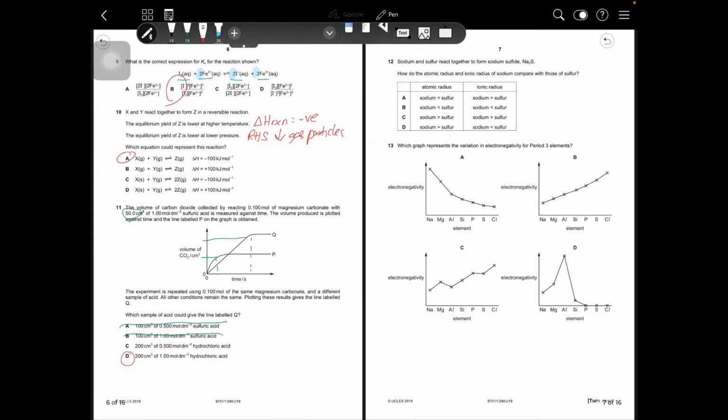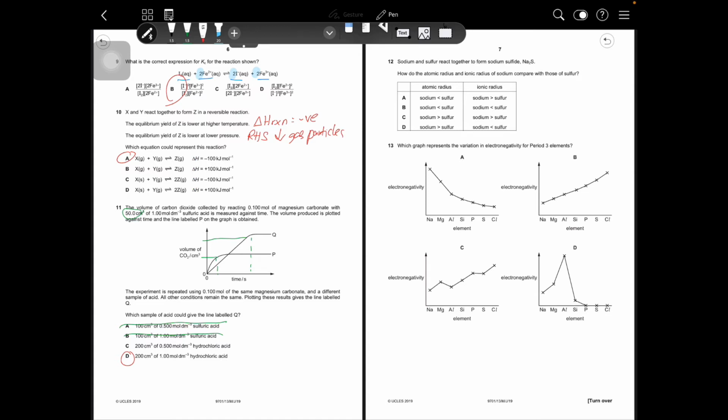The next one, sodium and sulfur react together to form sodium sulfide. How do the atomic radius and ionic radius of sodium compare with those of sulfur? So both sodium and sulfur are in period 3 of the periodic table, where sodium will be at the very left-hand side of the periodic table and sulfur will be at the right of the periodic table.